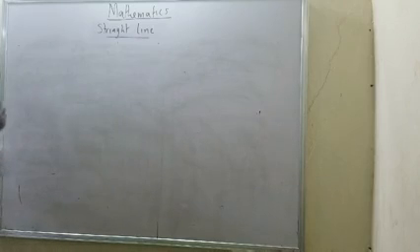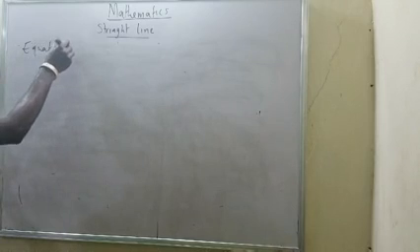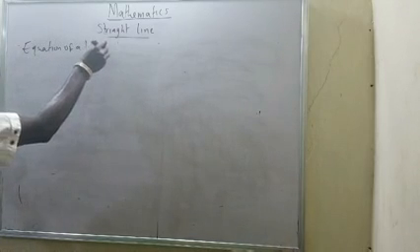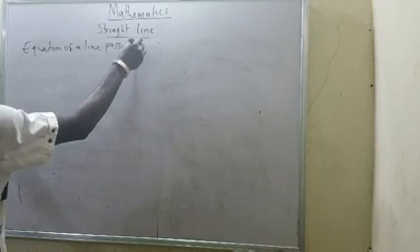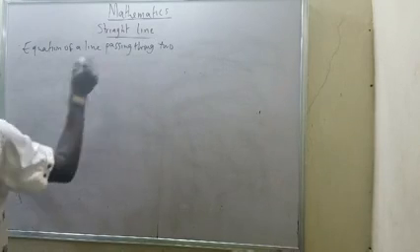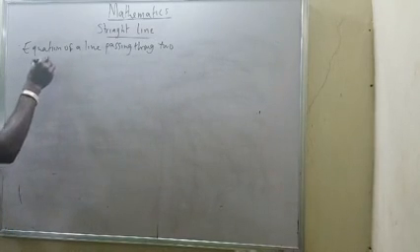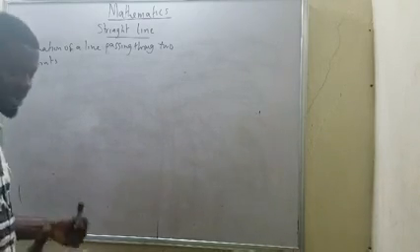Equation of a line passing through 2 points. Now, this time around, we're talking about 2 points. Now, these 2 points are related to our gradient.